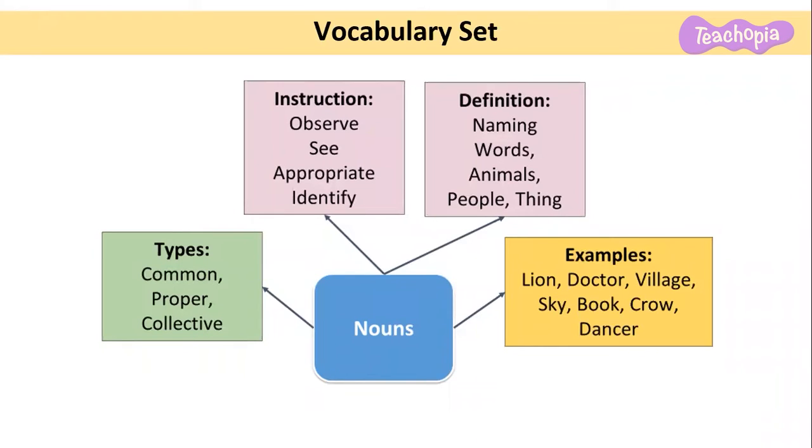And then we had definition. This category spoke about the words that we use to define the language unit noun. And then we had an exhaustive list of examples like lion, doctor, village, etc.